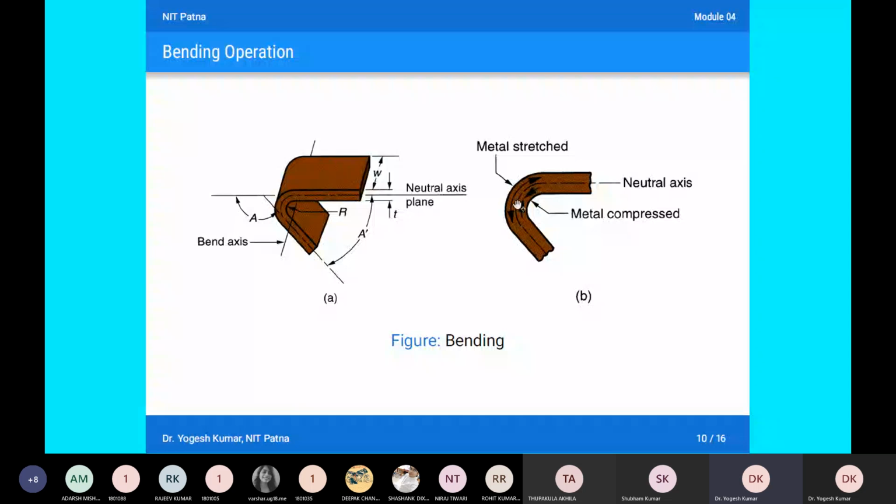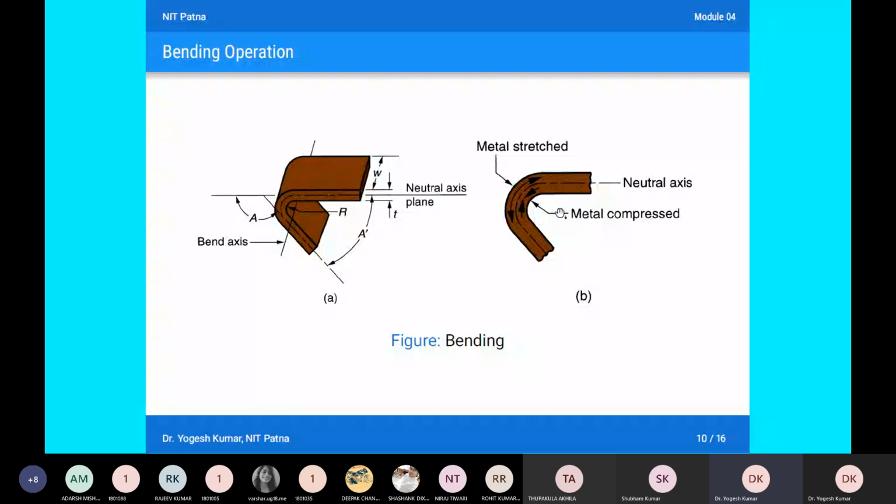Okay, there is no change in the length of your metal sheet on the neutral axis. The length of the neutral axis remains the same even after the bending operation is completed. But here you can see, beyond this neutral axis there is elongation, and below this neutral axis there is compression. So this way we can see that both kinds of stresses are developed when we are performing a bending operation on sheets.